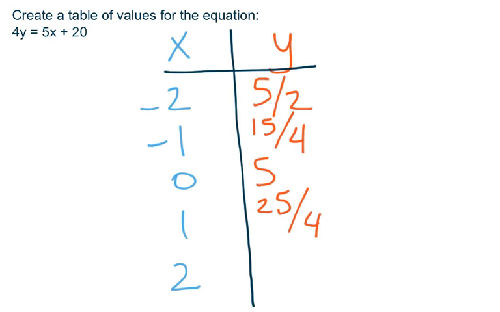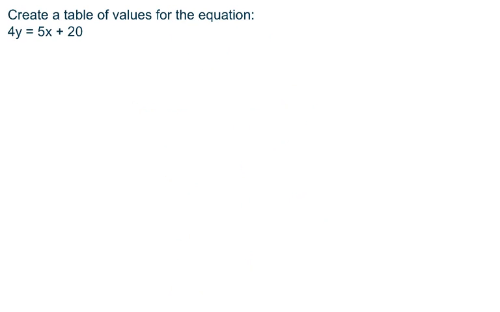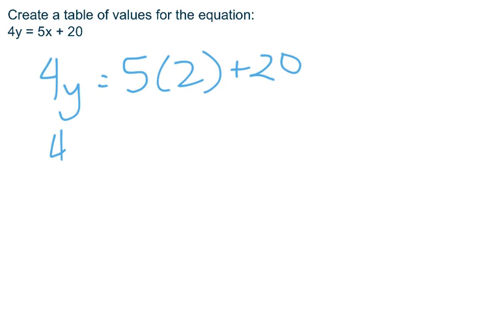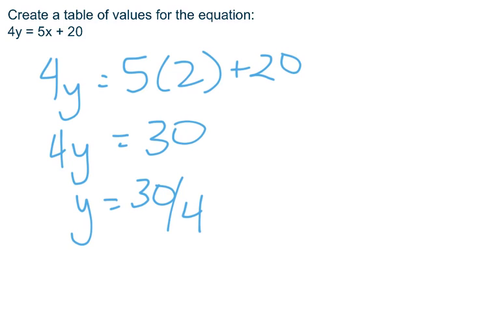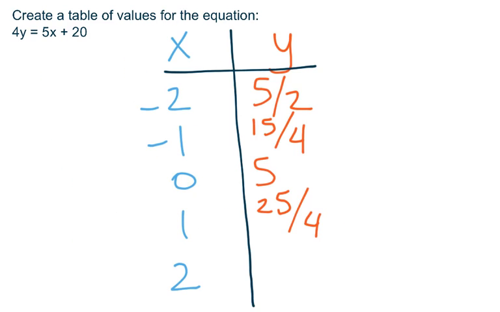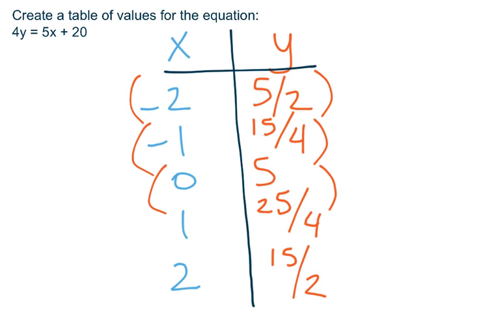And our last value that we're checking is x equals 2. So 4y = 5 times 2 plus 20. That gives us 5 times 2 is 10, plus 20 is 30. y = 30 over 4, which can be reduced to 15 over 2. And we plug that into our table over here. So now we have a table for the equation 4y = 5x + 20, and we have a bunch of coordinate points to show us some values for that equation.